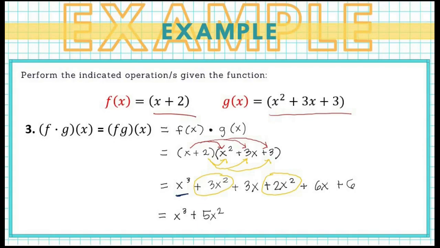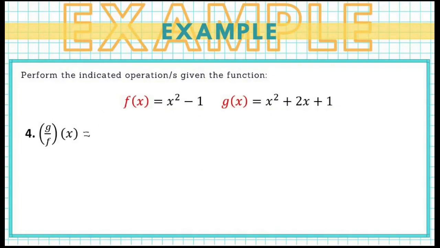Moving on, let's see if we can still combine any of the terms. Let's check if we can combine anything with 3x, and obviously it can be combined with 6x. Adding them will give us a result of positive 9x. And lastly, we cannot combine anything with the constant 6, so we copy as is. Therefore, the product is x cubed plus 5x squared plus 9x plus 6.